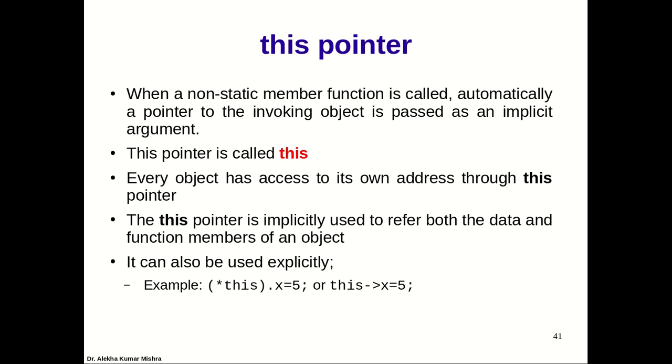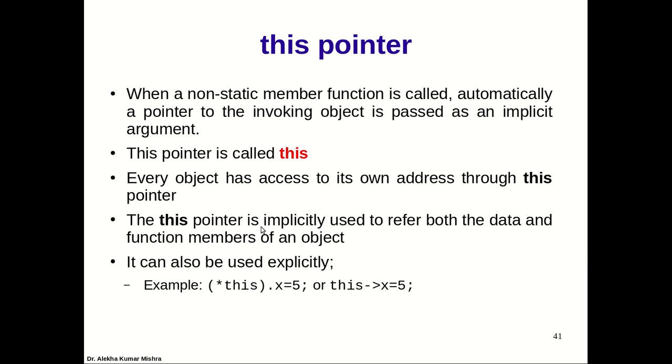Every object has access to its own address through the this pointer. So a second use, other than identifying each data member via a name, is that we may need to refer to the address of an object. Suppose we are doing some operation with the address, such as printing it or referring to it; that is also possible through this. That is a benefit. So the this pointer is implicitly used to refer to both data members and member functions.